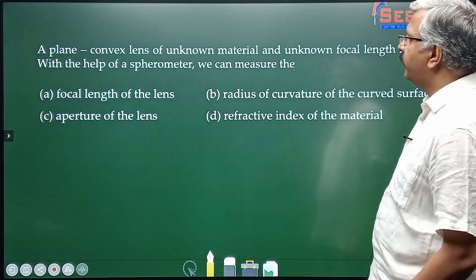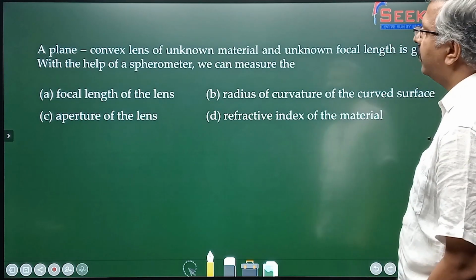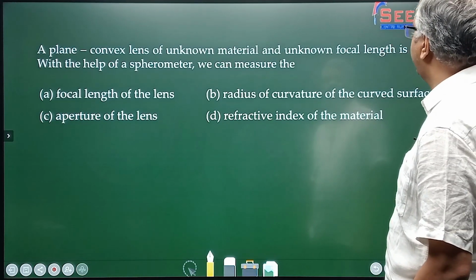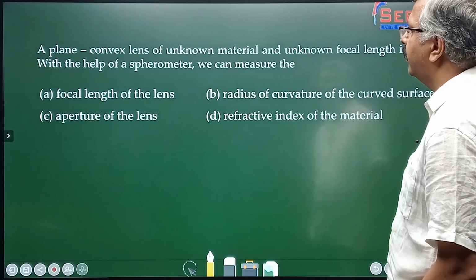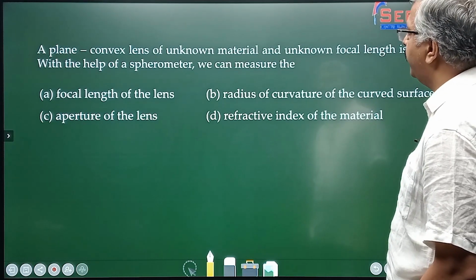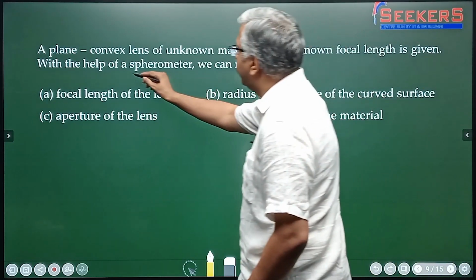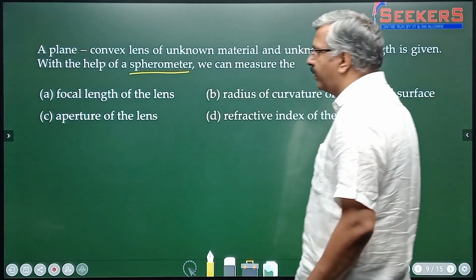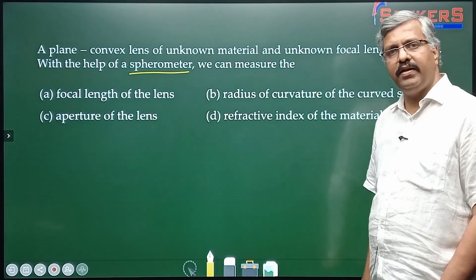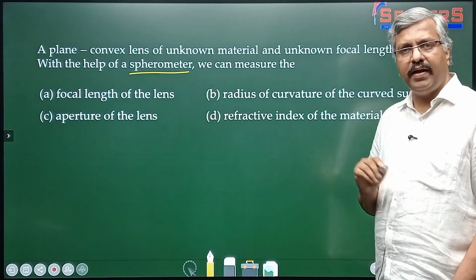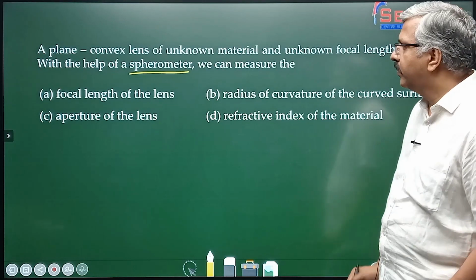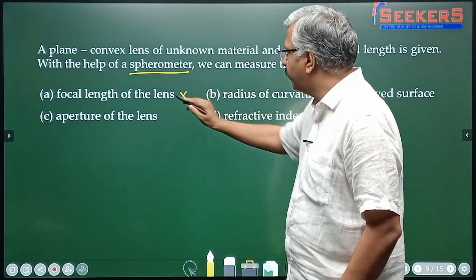Okay, so here is another question. A convex lens of unknown material, unknown focal length is given with the help of a spherometer. What can we measure? So, this is an experiment you 11th standard no pannirpinga. Spherometer. A spherometer will enable you to find out the radius of curved surface. So, focal length of the lens kandupidikka mudiyadhu.